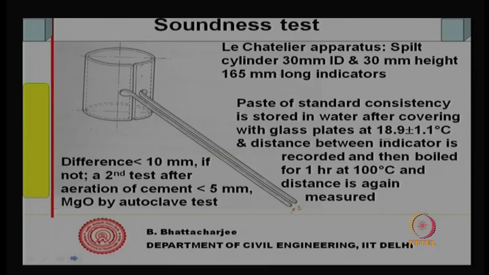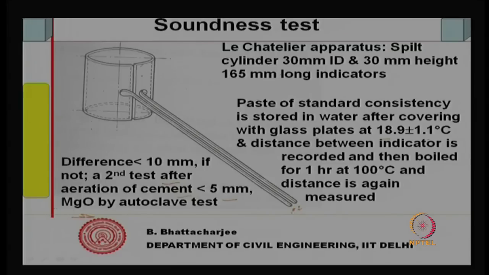If the difference is less than 10 millimeter, it is fine. If not, a second test after aeration of the cement is done, and then the difference should be less than 5 millimeter. So, this is how soundness is measured. Free lime available will cause expansion, because it will become slaked lime. The common soundness test is done by this.